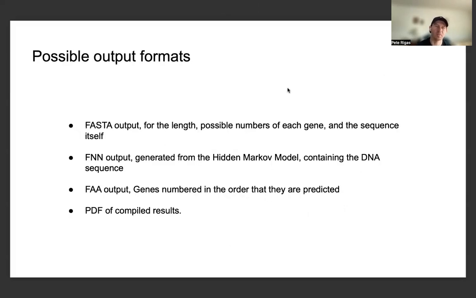So the possible output formats that are included for GeneMarkS rely on either FASTA output for the length or the possible numbers of each gene, along with the sequence itself, as well as some FNN output, which is generated from the hidden Markov model, which contains the DNA sequence, as well as for the third possible output, FAA output, which consists of the genes numbered in the order in which they are predicted, as well as one could expect a PDF of all the results compiled above.